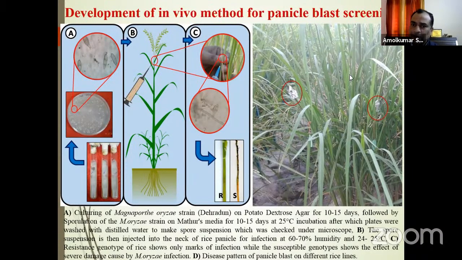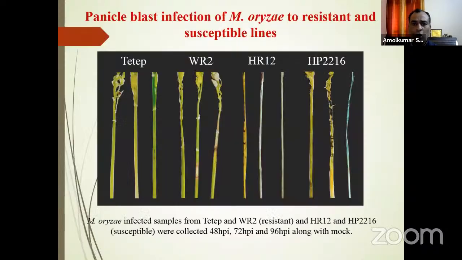And then we are keeping it as such, and after almost 21 days we are checking whether there is blast or not. So we are getting clear-cut variation in resistant and susceptible lines. In a susceptible line, if it is really severe, we don't get any panicle, and in resistant there will be only a mark of injection. But using this we can screen all lines.